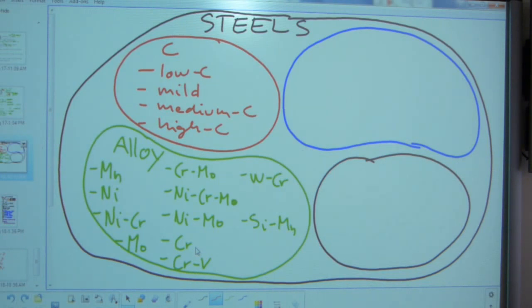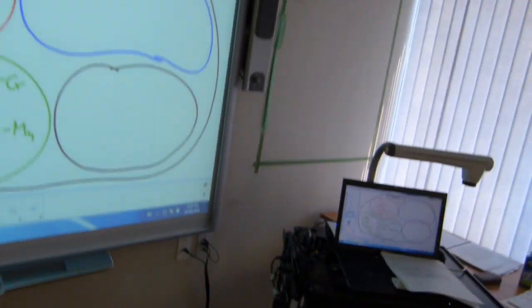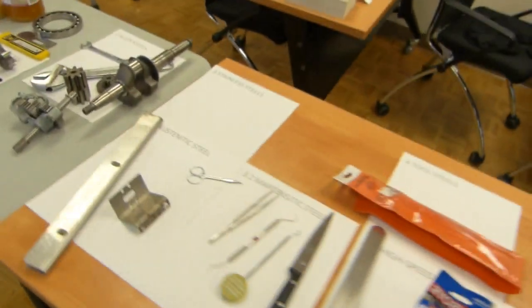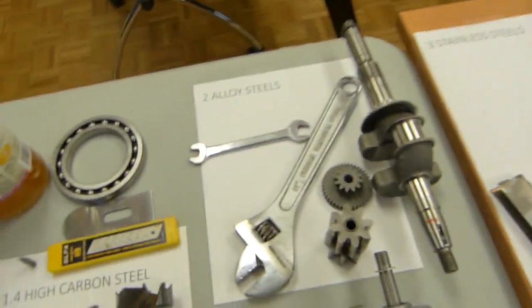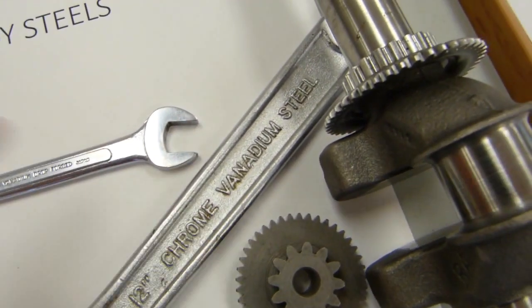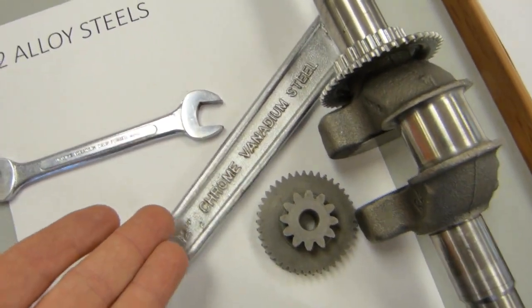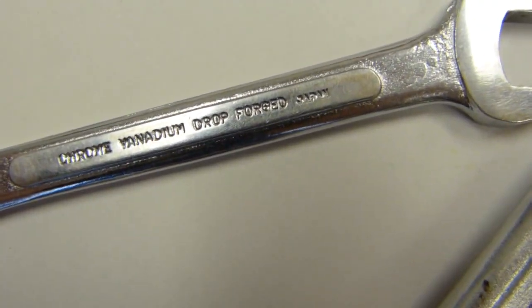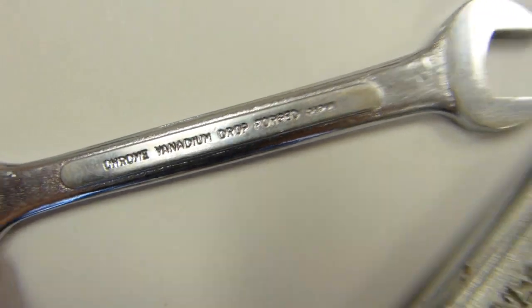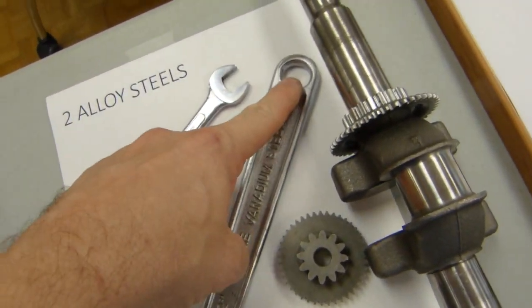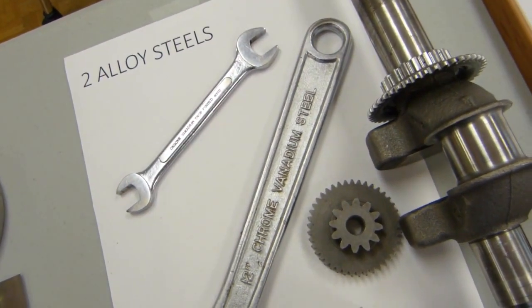So that's basically end of the story, but I have just two samples to show you with this one. They are here. The wrench is here. It says chrome vanadium steel on it. So that means that this belongs to the alloy steel groups, and this one is also chrome vanadium, and it says drop forged. So if there isn't a hole in it already, you can't make another hole in it.